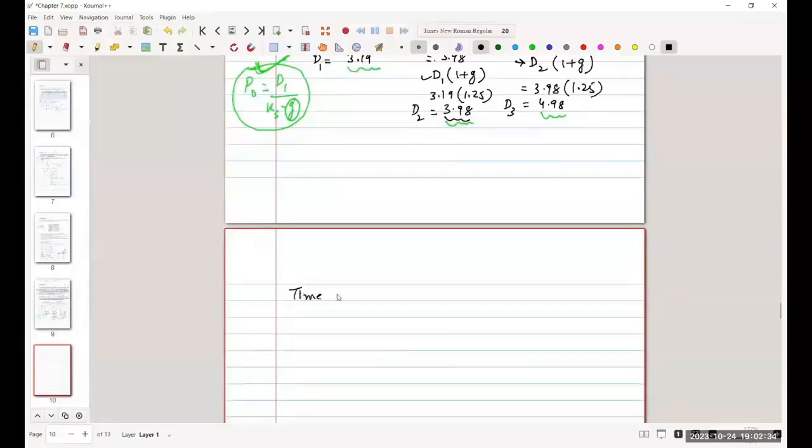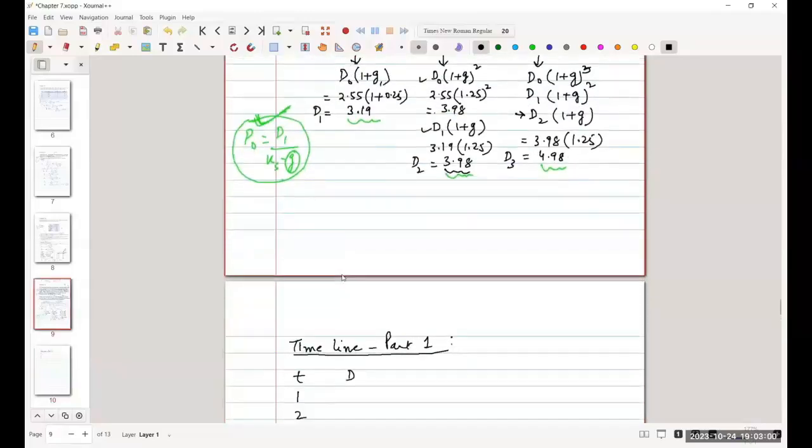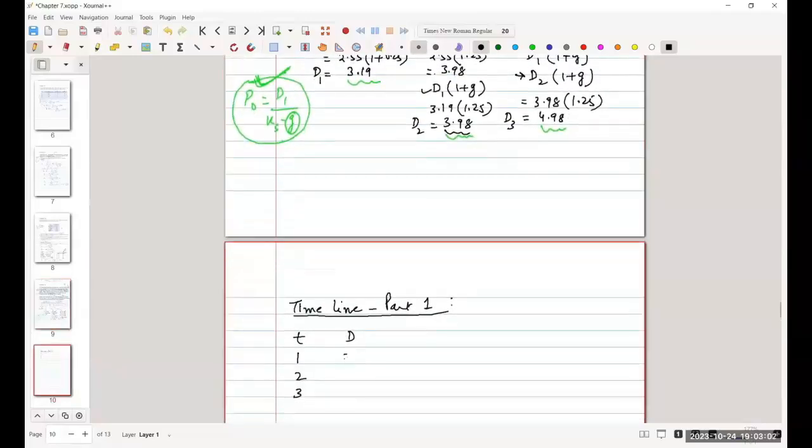Timeline part 1, let's write. Let's write down our conclusion. This timeline starts from, well, let's tabulate it. Let's start at time 1 and go to time 3, right? These are, let's say, dividends. Dividend at time 1 is equal to 3.19. Let's write that. Dividend at time 2, 3.98. Dividend at time 3, 4.98.